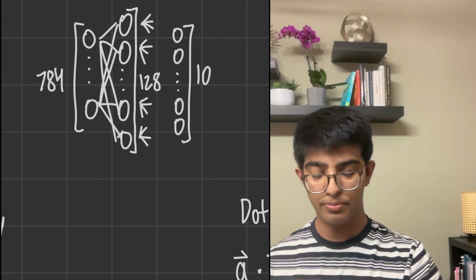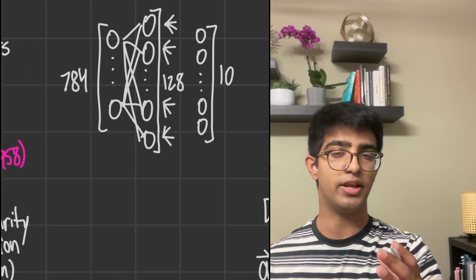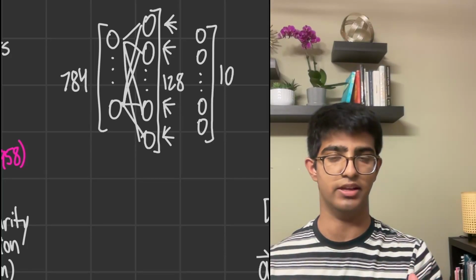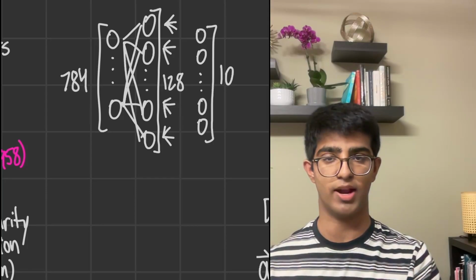Our intermediate hidden layer, which is basically, the definition of a hidden layer is, it's called hidden because we don't interact with it directly. It's just part of the neural network, and it gets inputs and it gives outputs, but we don't interact with it.